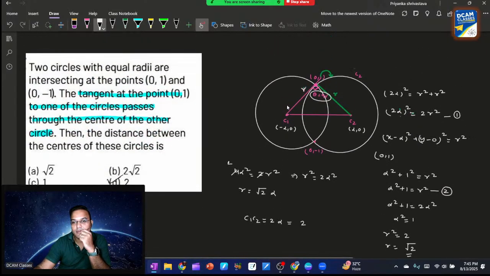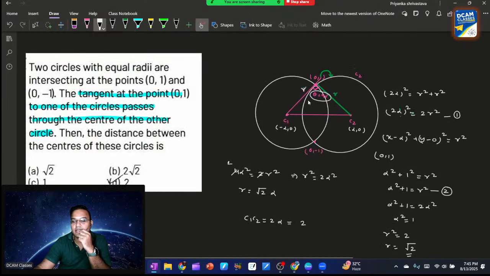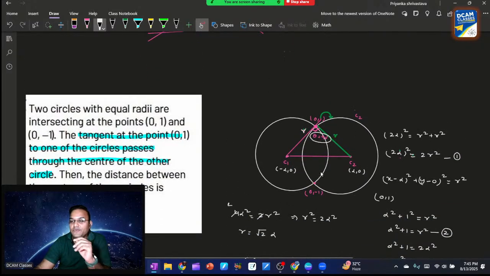Clear? No one is saying anything. Is it confusing to everyone? A bit. See the difference? I know where you will be getting confused.